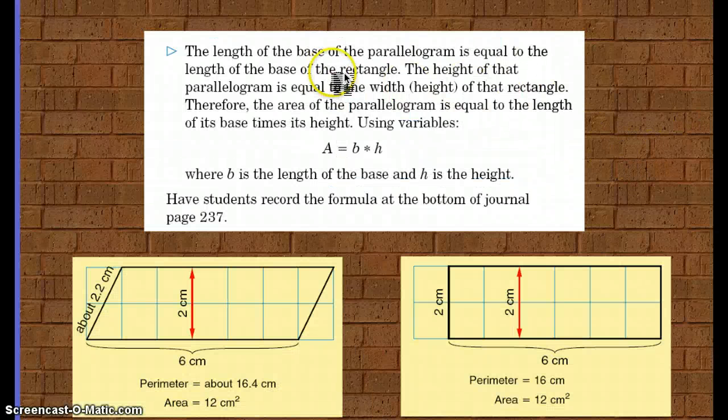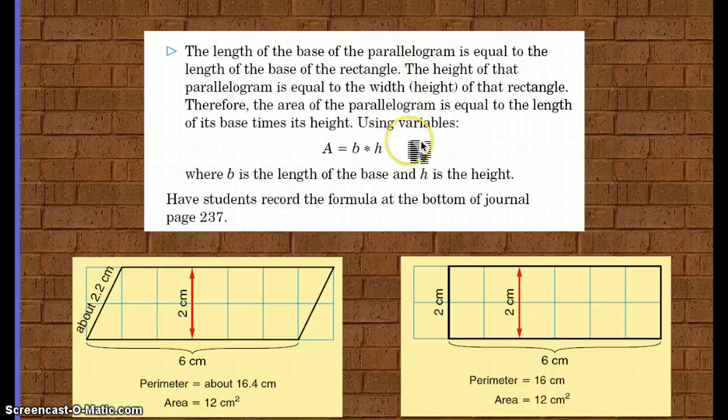So again, the length of the base of the parallelogram is equal to the length of the base of the rectangle. The height of the parallelogram is equal to the width of that rectangle. Therefore, the area of a parallelogram is equal to the length of its base times its height. So using variables, A for area equals B, base, times H, height, where B is the length of the base and H is the height. Record this formula at the bottom of your journal, page 237.